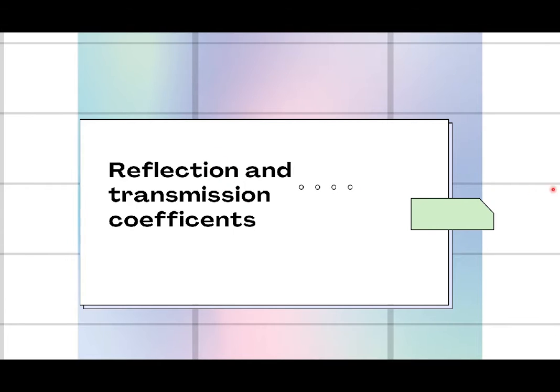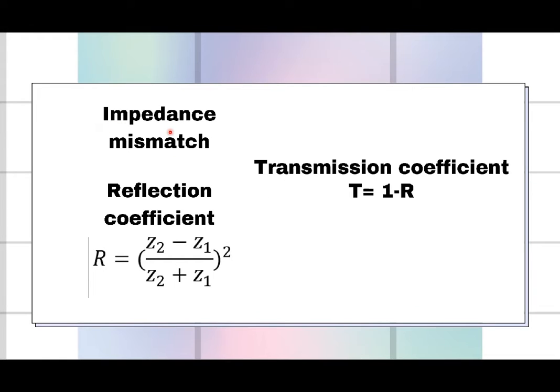For reflection and transmission coefficients, reflection of ultrasonic waves that occurs at boundaries is due to impedance mismatch. Impedance mismatch occurs when there is a difference between acoustic impedances, which we denote as Z. Below is how we calculate the reflection coefficient. Z1 and Z2 are the acoustic impedances of the two materials. This is the transmission coefficient. We simply calculate it by this equation.